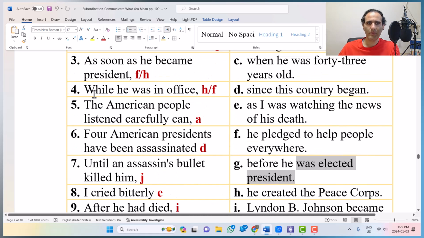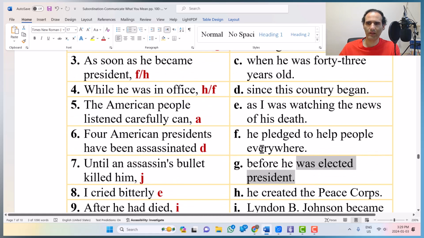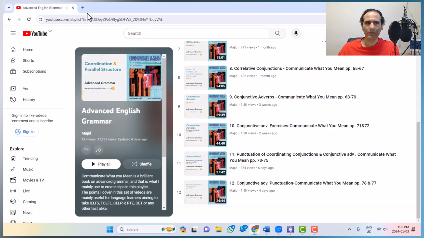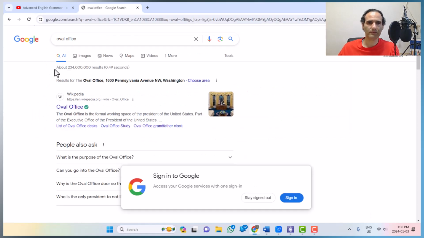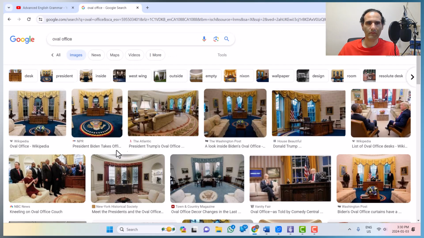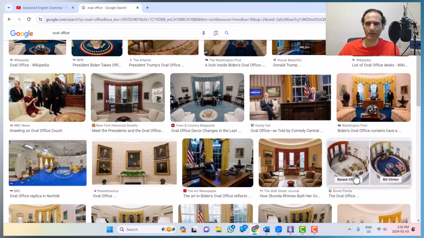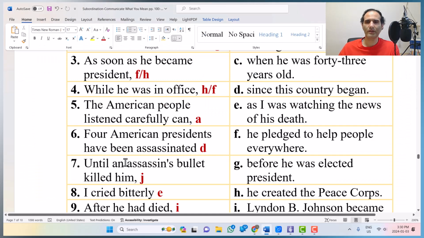Okay. And number 4, while he was in office, again F and H both are possible. H, he created the Peace Corps, or he pledged to help people everywhere. Now, office, what is the meaning of office? The place where the American president works is called the Oval Office. That is called the Oval Office, or the office. So while he was in office means while he was the president.